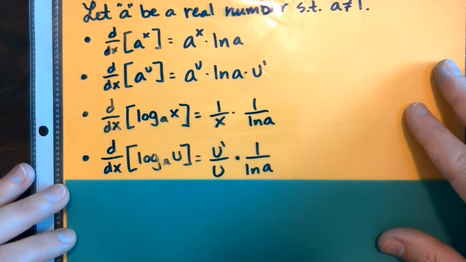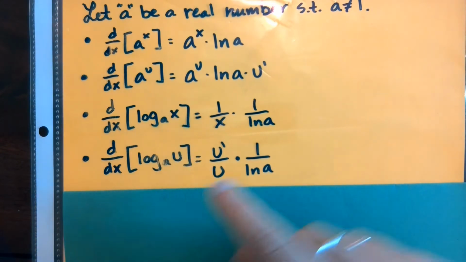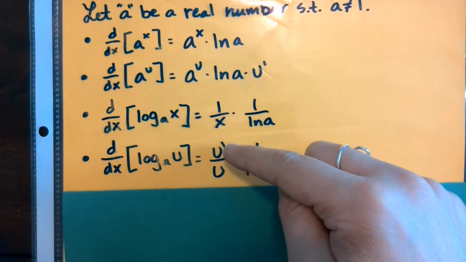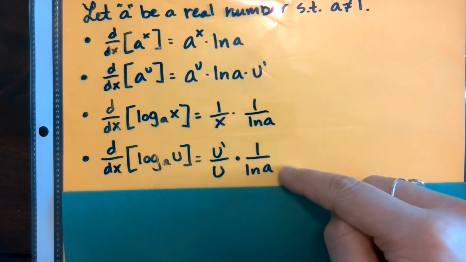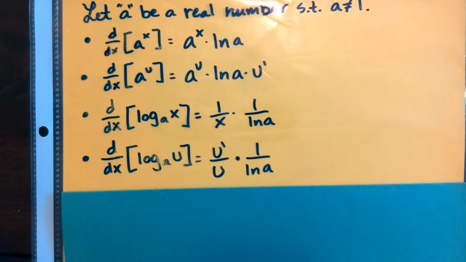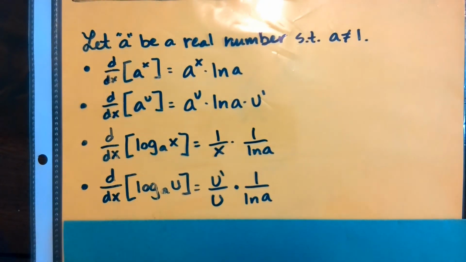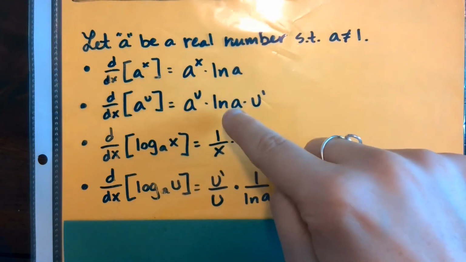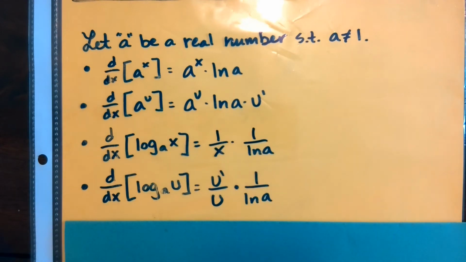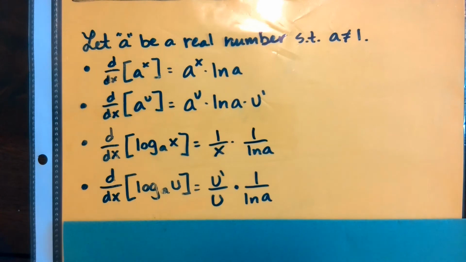And then our last one, if we have a u here instead of just x, the only difference being that we're going to have that u prime over u, and then still having to multiply by the 1 over natural log of a. So really the only difference here in our base e's and base some other number is the fact that for exponentials I need to multiply by the natural log of a, and then for logarithms I need to multiply by 1 over the natural log of a.